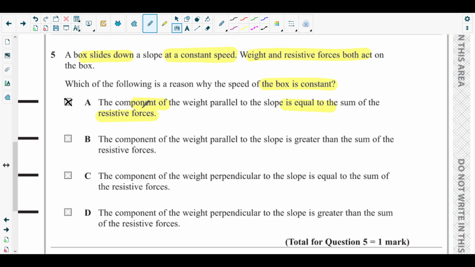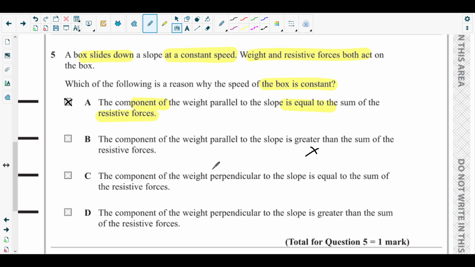Why not B? B says the component of the weight parallel to the slope is greater. So that's why it's not possible. Greater means there is a resultant force, right? If it has a resultant force, then the box will rather accelerate.